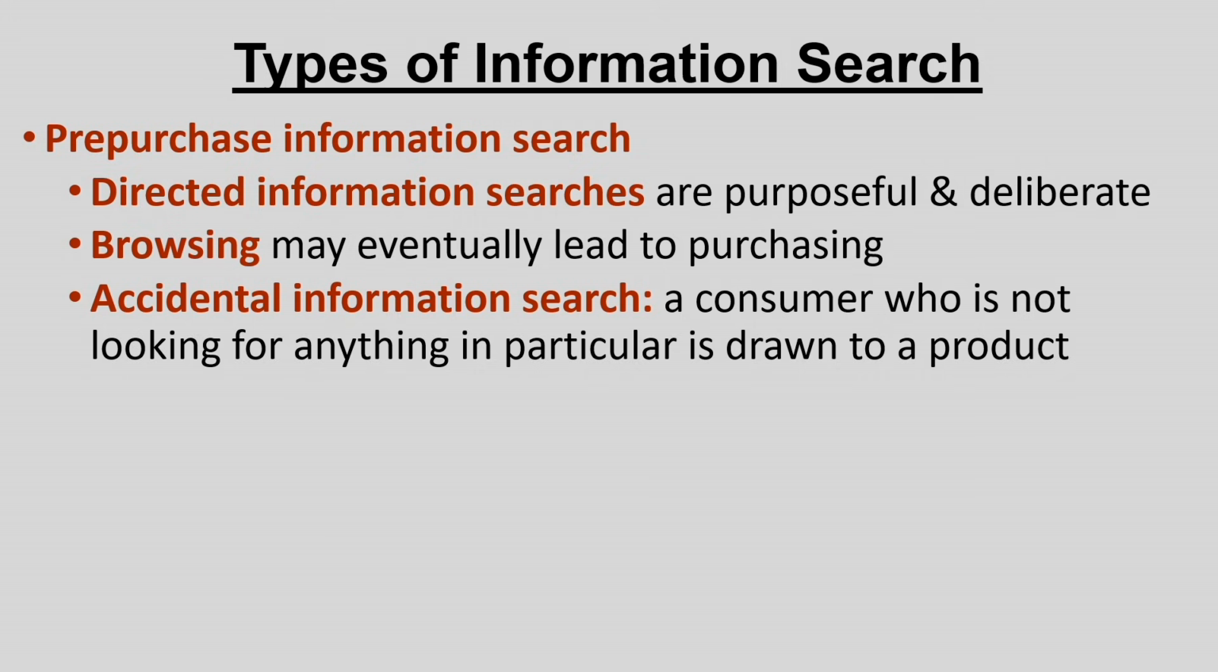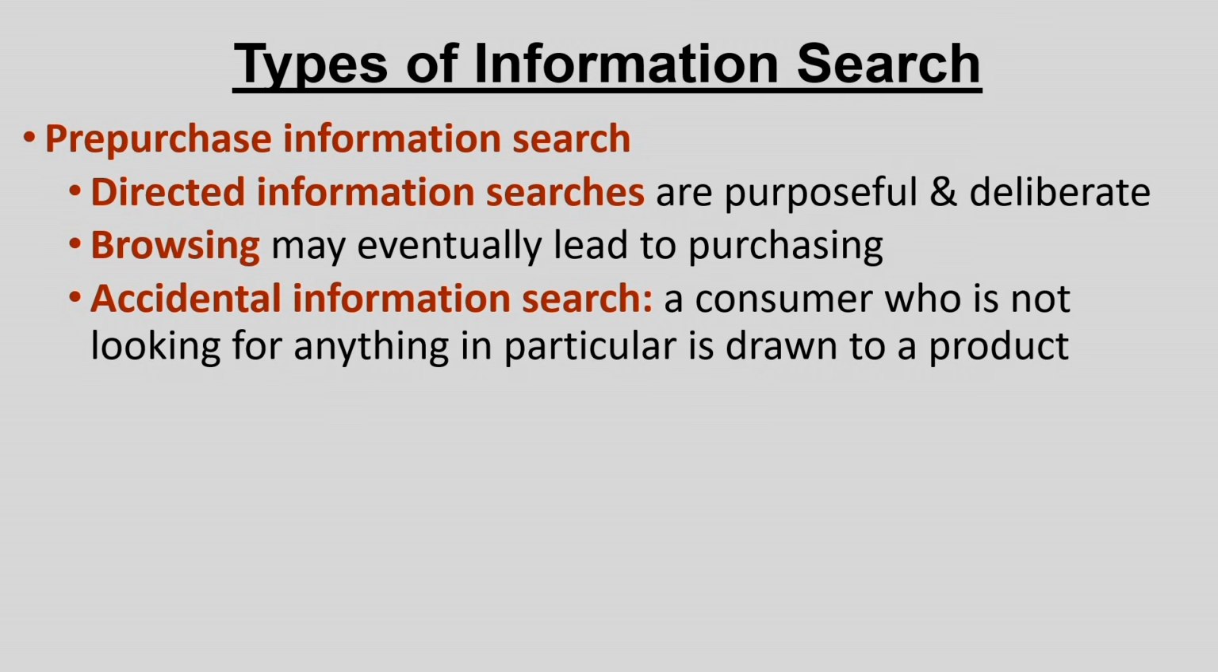There can be another kind of search which is called browsing, which may eventually lead to purchasing. Second kind of information search is called browsing. Here the consumer is not directed towards a particular product, and so he browses through several varieties of products, collects information about all of them, and then finally he decides to buy one of them.